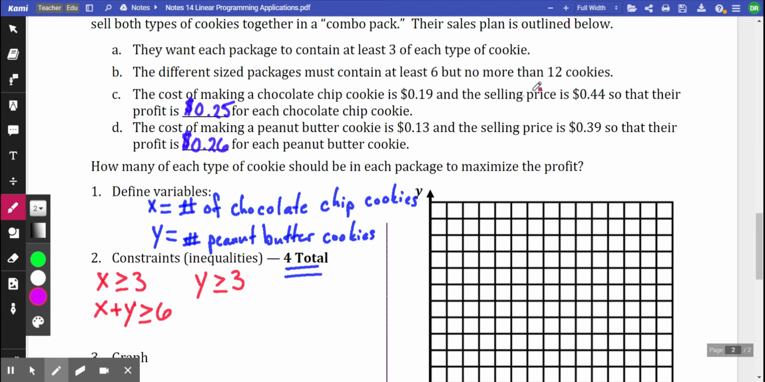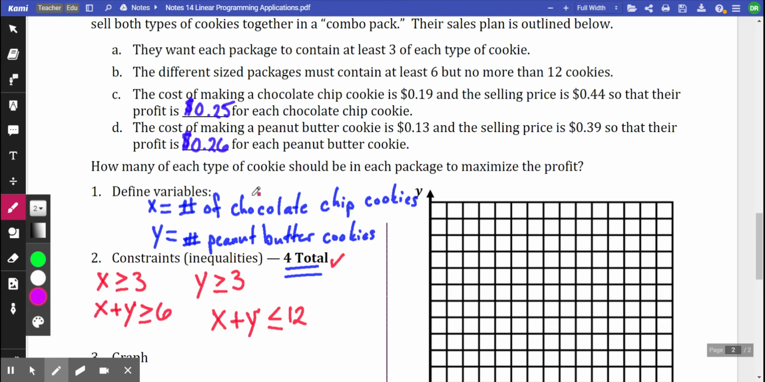And we also see that combo packs will not contain more than 12 cookies. So there's another limitation. We will not have more than 12 cookies in the combo packs. So your number of chocolate chip and your number of peanut butter cookies within those combo packs cannot go beyond 12. So it needs to be less than or equal to 12. So we'll use that less than or equal to sign. And there you see we have 1, 2, 3, 4 inequalities. So there are the 4 constraints that we needed. Okay, so we got those from parts A and B of the sales plan.